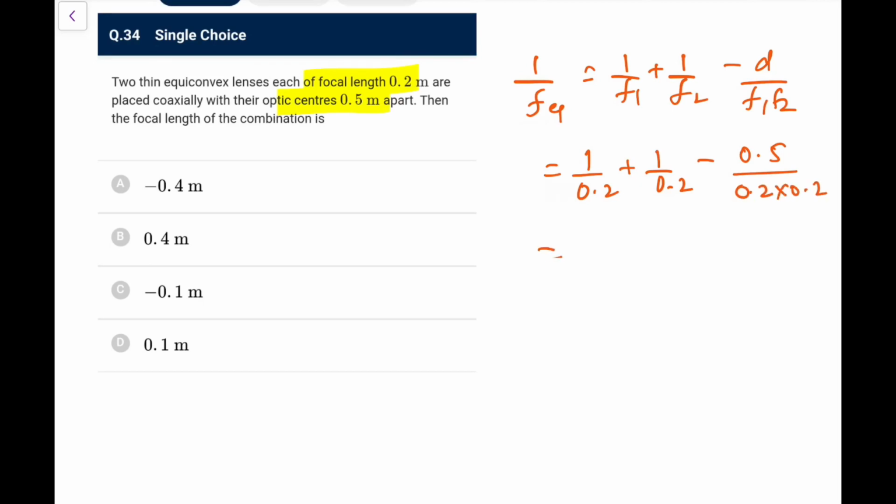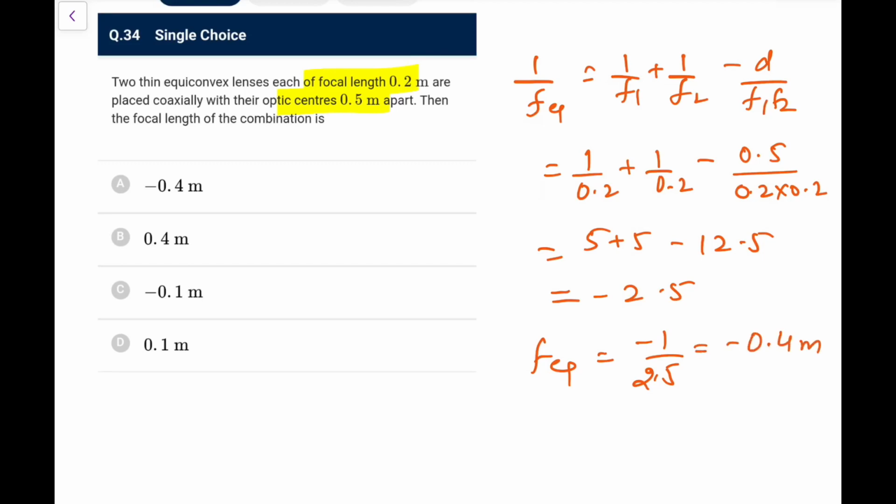So what you have, this will become 5 plus 5, you can write like that, and here you will have 25 into 0.5, that is 12.5. So it is 10 minus 12.5, that is minus 2.5. So focal length equivalent would be minus 1 upon 2.5. That is minus 0.4 meters I can write. So go for option A. Next one.